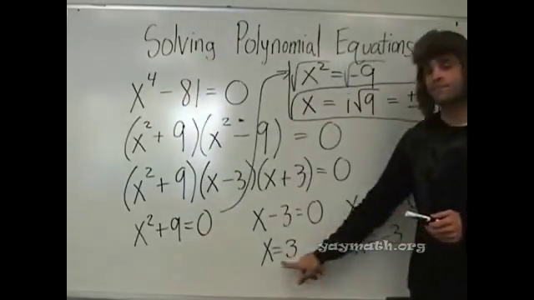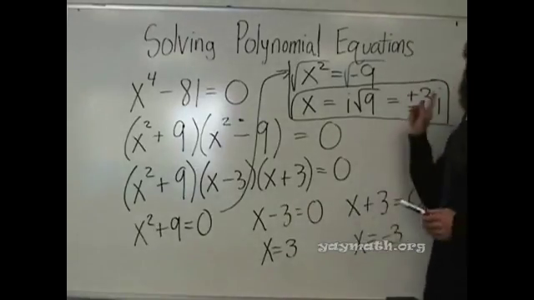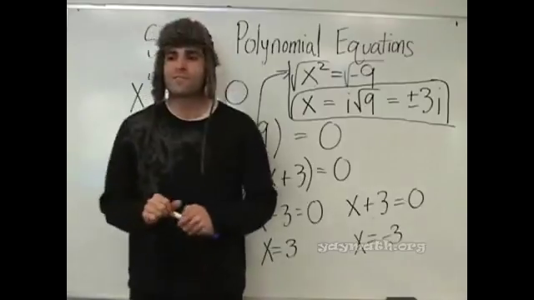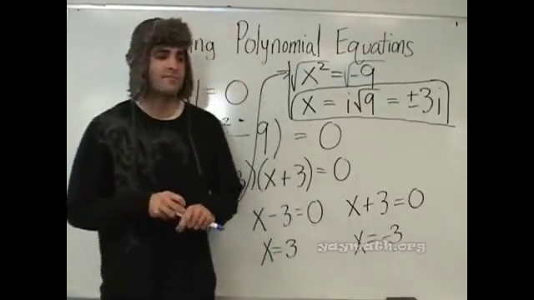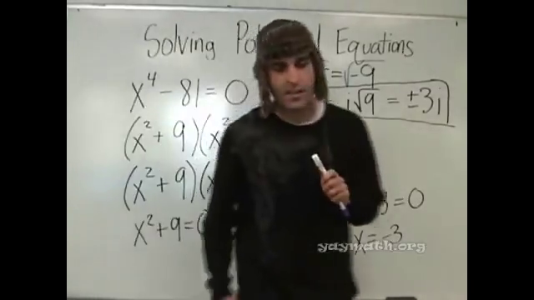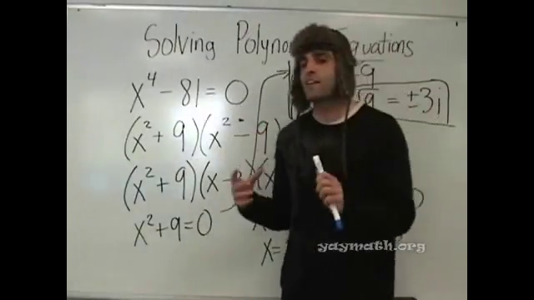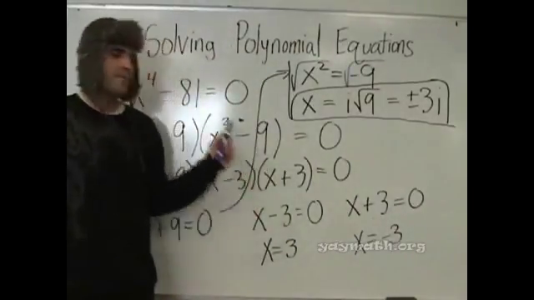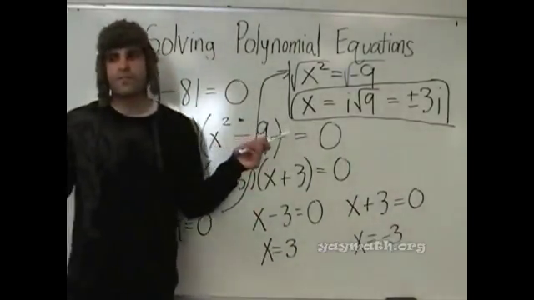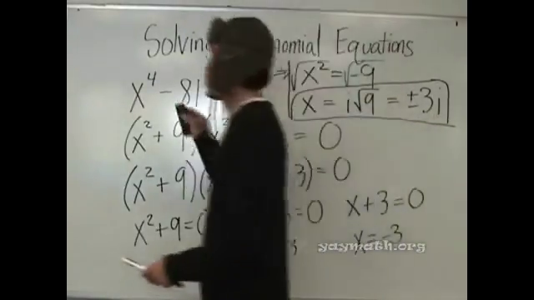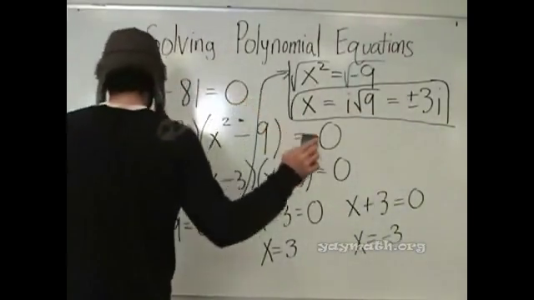Here they are: 3, negative 3, 3i, negative 3i. There are your 4 solutions. So the highest degree is the number of solutions, both real and imaginary combined. How many real solutions exist here? 2. How many imaginary solutions? 2. So those are your 4. Pretty cool, huh? Okay. Next one.